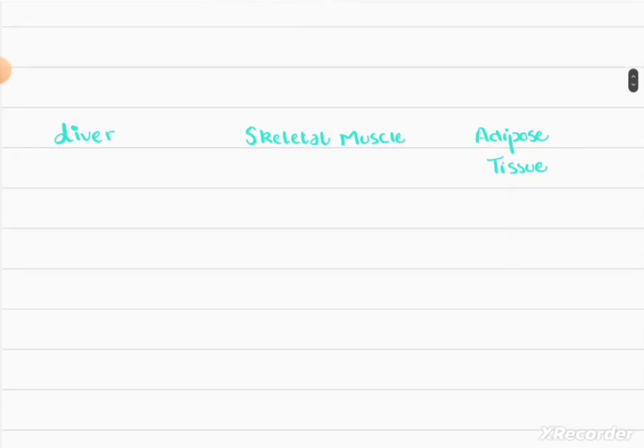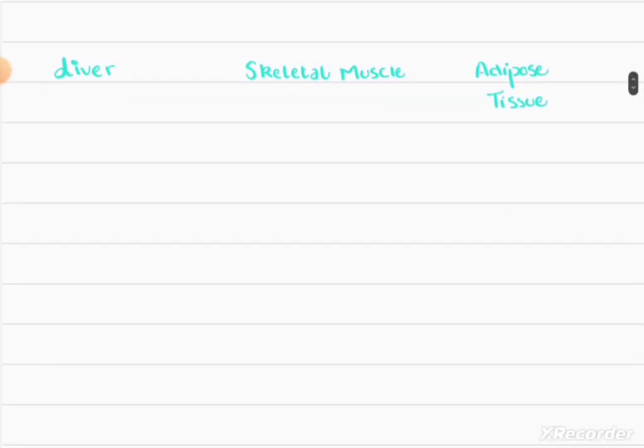So insulin acts on almost all the body tissues, and the major organs on which it has effect are the liver, skeletal muscles, and adipose tissue. So we'll start with the liver. What it does in the liver is that it increases the storage of glucose, which means that this process is known as synthesis of glycogen and gluconeogenesis.